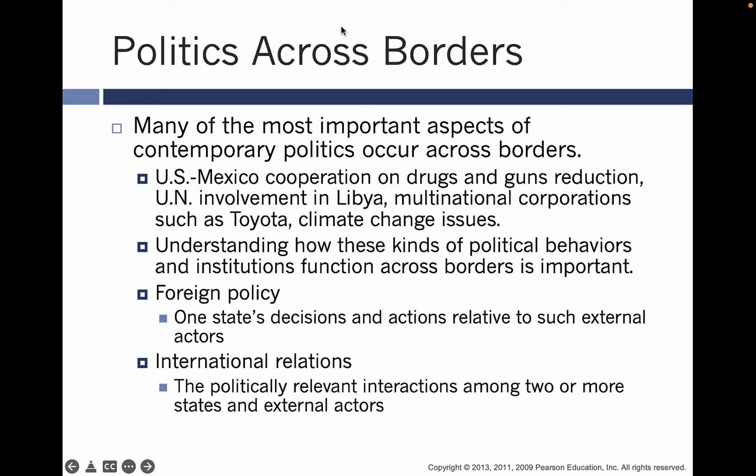Multinational corporations such as Toyota and things like Greenpeace, these NGOs deal with each other. These are non-governmental organizations. And we need to understand how these kinds of political behavior institutions function across borders, because diplomacy is very important, and foreign policy is one of the things that is really scrutinized when people look at the abilities of a president or even a Congress. Remember, the president and his administration is responsible for detailing out foreign policy, and that's where we make a decision on how to act toward other countries, simple as that. Whether it's on drugs, trade, immigration.